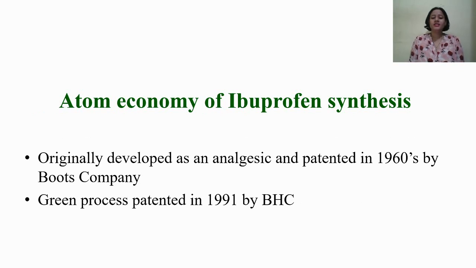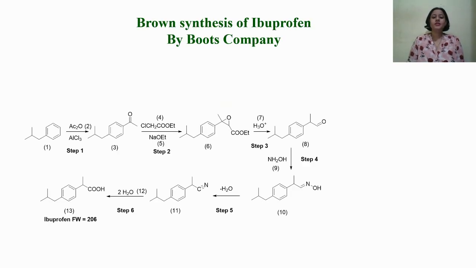Here we are taking the example of ibuprofen. Ibuprofen was developed as an analgesic by the Boots Company in the 1960s. Later on, a green process came up in 1991 by the BHC company. So this is the brown synthesis of ibuprofen by the Boots Company.